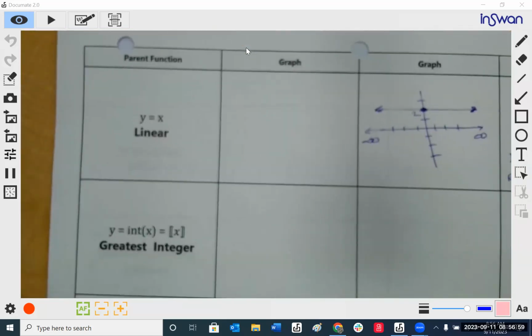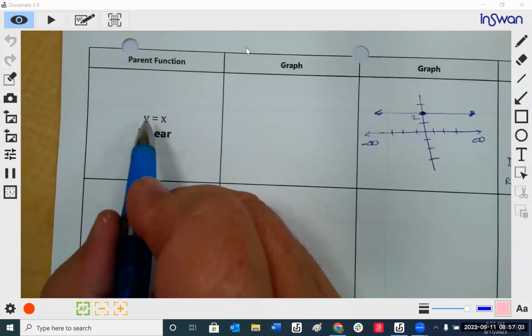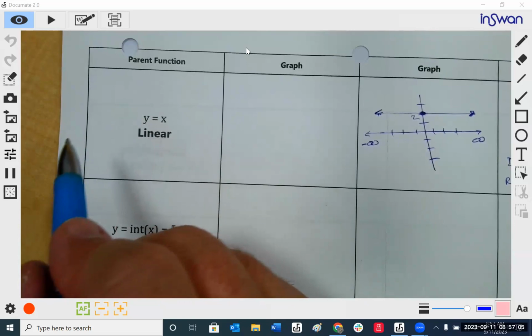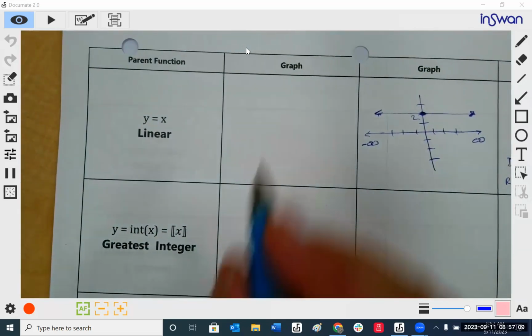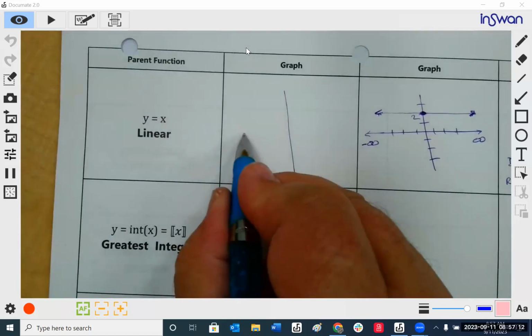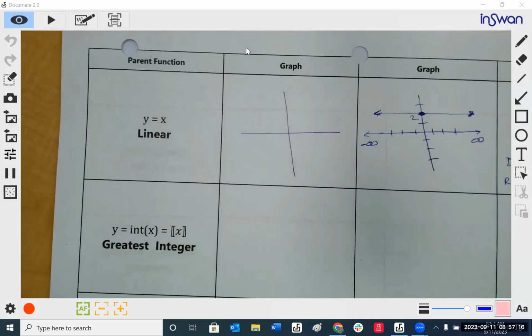We'll go to this side. A linear equation. Now we have an x. Once you see an x in an equation, you know it now moves. It's no longer horizontal. It now goes up and down. Actually, the x value tells us a lot about what the graph's going to look like.